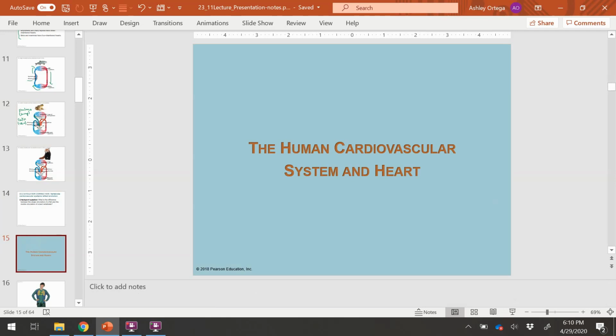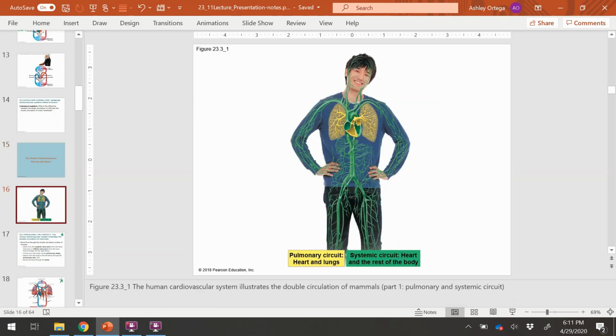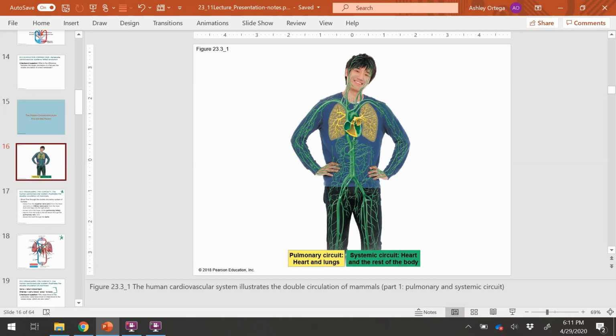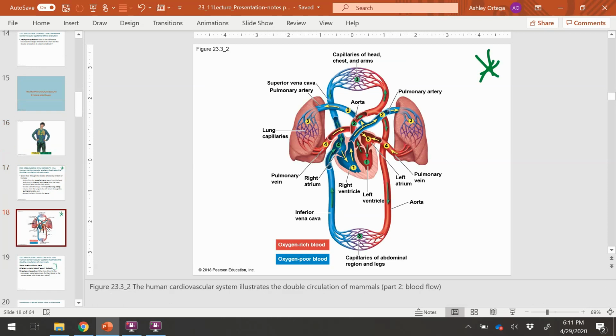All right, so now we'll take a look at the human cardiovascular system and heart. So we fall into the mammal category. We have a four-chambered heart with double circulation. And so we have a pulmonary circuit going from the heart to the lungs and a systemic circuit, heart going to the rest of the body. And so the blood flow of the double circulatory system in humans is very similar. We do have some new names, some new structures that we'll look at. And so here you can see the written description, and I will look at the picture and describe it to you in picture form.